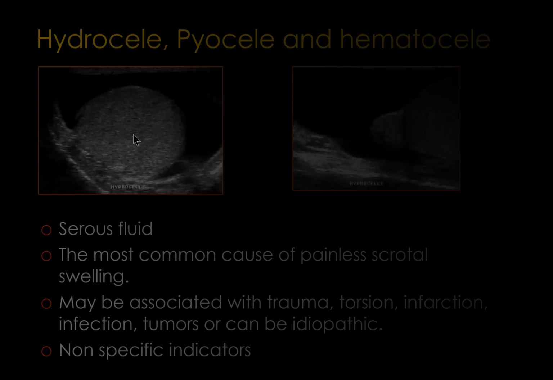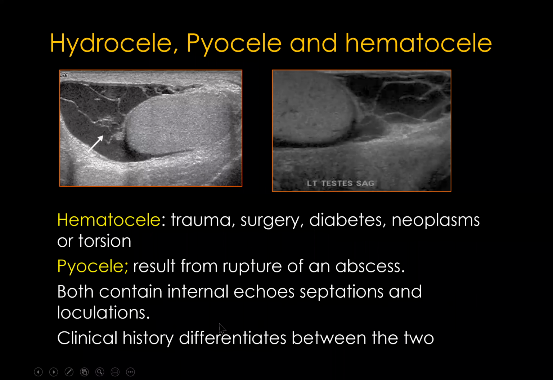And the pyocele can result from rupture of an abscess into the existing hydrocele. Pyocele contains internal echoes and is associated with internal septation, as it is here, and loculation. So to differentiate between pyocele and hematocele, you need to have a clinical history and ask the patient whether he had a trauma or not.